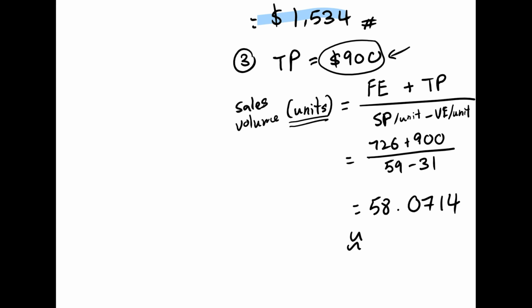Whenever it comes to units, you cannot produce 58.07 units. You need to round up to the next figure. You cannot round down, you have to round up to the next figure, which is 59 units. Which means that in order to achieve a target profit of 900, I need to sell 59 units. If I sell 58 units, I will not achieve this $900 worth of target profit. I need to sell 59 units just to achieve it, not 58. That's why we always need to round up to the next figure.